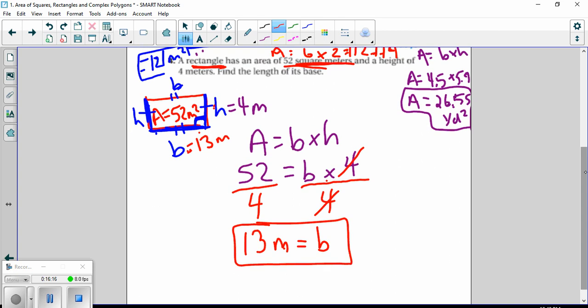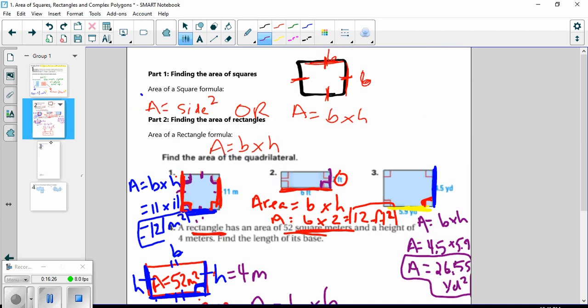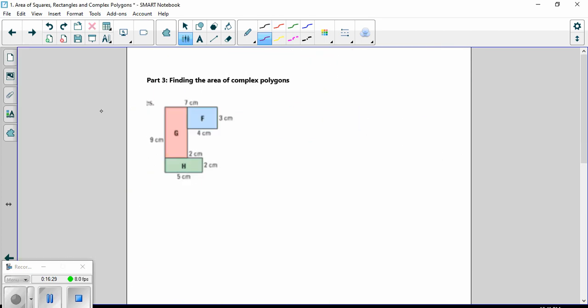Okay, you guys are doing great. The next example is finding the area of a complex polygon. This figure here has 3 shapes that make up this weird looking figure. If I want to find the area of this whole figure, I need to find the area of each of these individual pieces. So I need to find the area of F, G, and H. And that will tell me the area of my polygon.